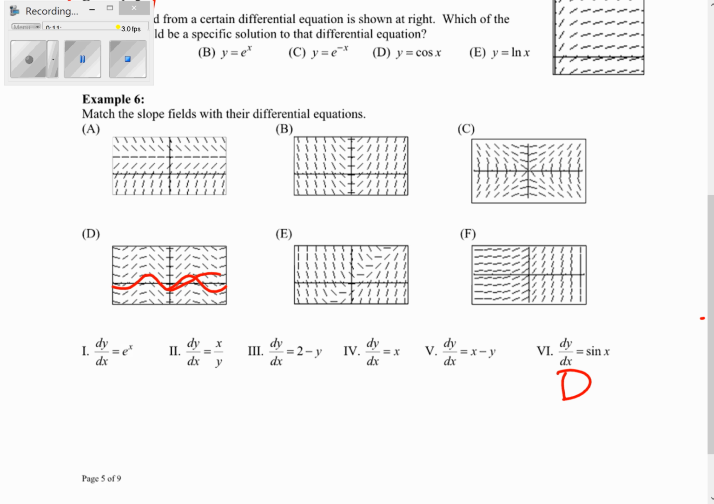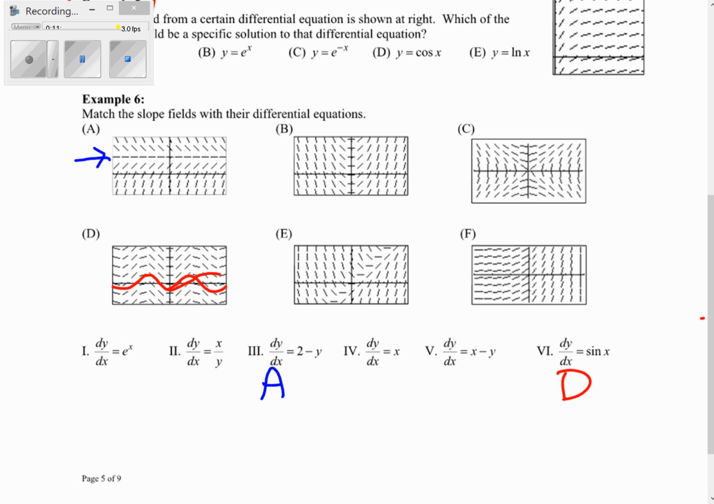Let's see, what's another one that would be good? Well, I noticed that right here, there's a flat line across the 2. So whenever y is 2, my slope is 0. So the only one that would go along with that would be letter number 3.